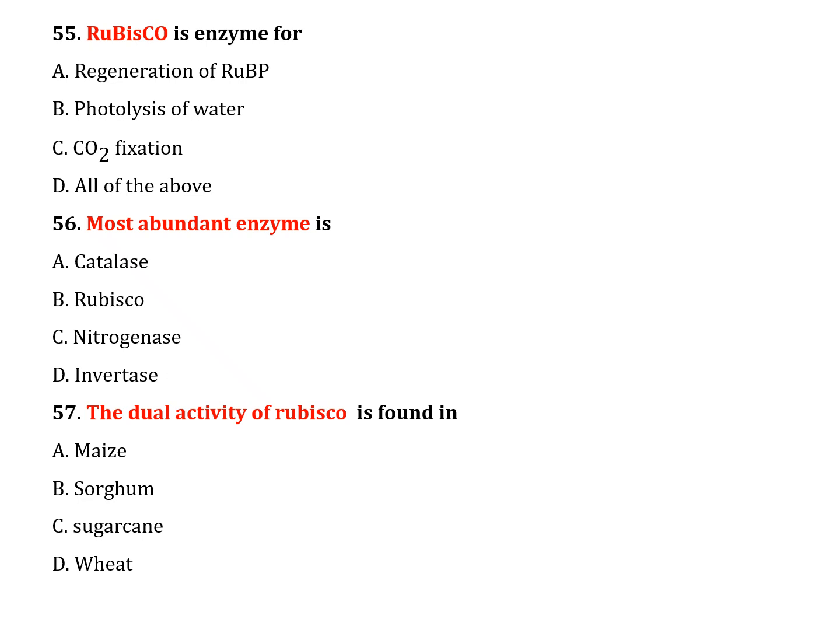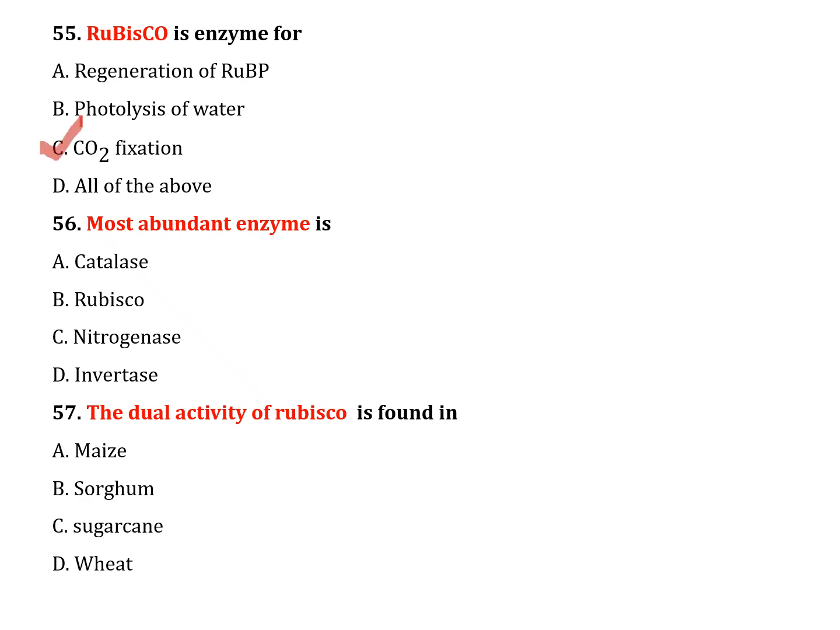The next question, number 55. Rubisco is enzyme for option A regeneration of RuBP, option B photolysis of water, option C carbon dioxide fixation, option D all of the above. The correct answer is option C carbon dioxide fixation.